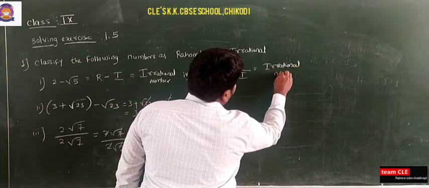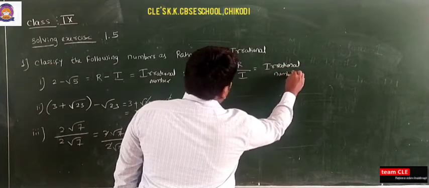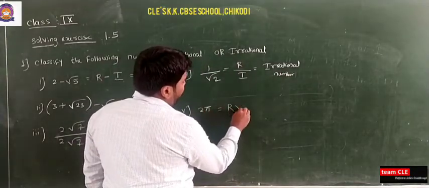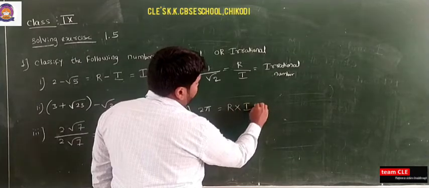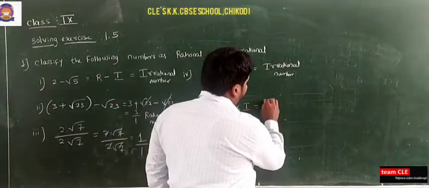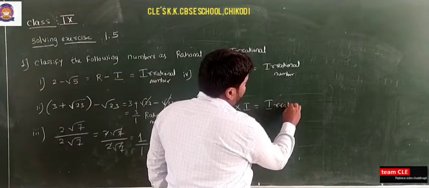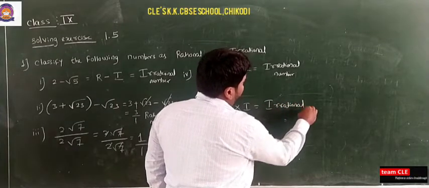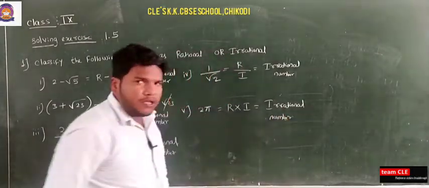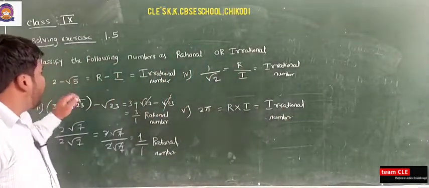Irrational number. Okay. Next one, 2 into pi. So 2 is a rational number and pi is an irrational number. Whenever we multiply a rational number with an irrational number, you always get an irrational number. Please note down these 5 examples.